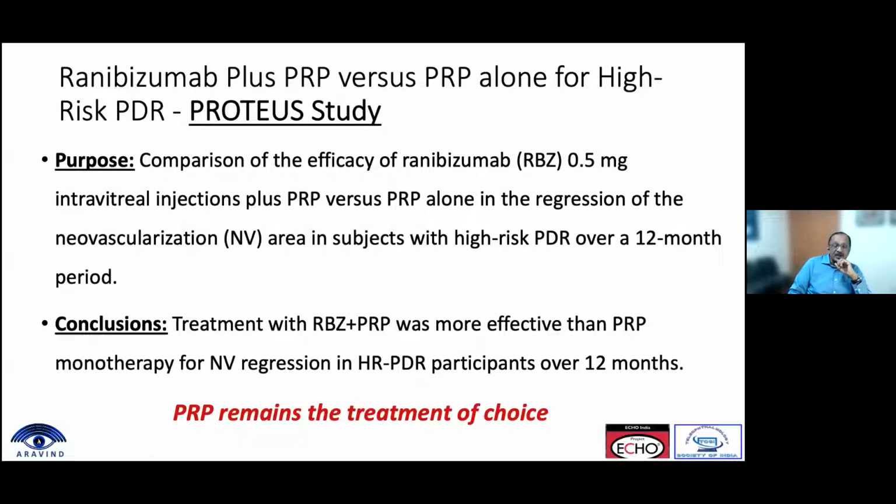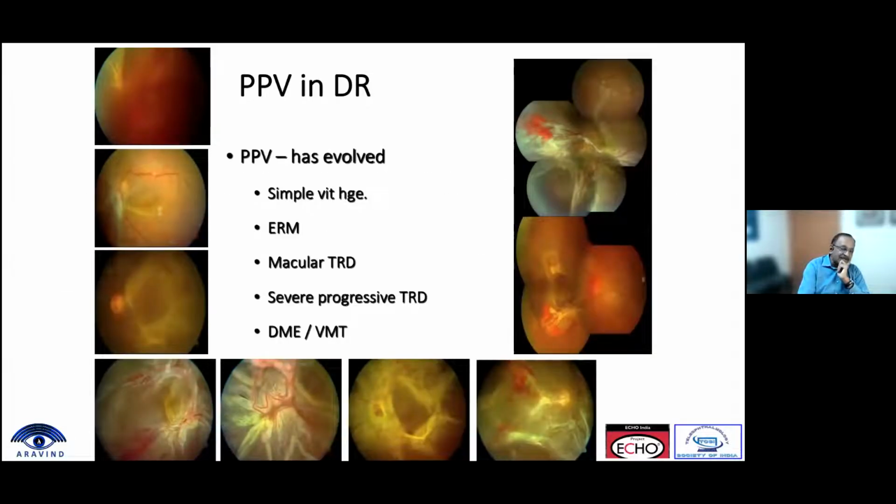Another study, the Proteus study done in the UK, compared the efficacy of ranibizumab intravitreal injection plus pan-retinal photocoagulation compared to pan-retinal photocoagulation alone in the regression of neovascularization area in subjects with high risk. They took only high risk PDR over a 12-month period, and they did find that this combination was a little bit more effective than monotherapy in high risk patients over the 12 months. But as of today, in our economic situation, PRP still remains the treatment of choice in all the cases of proliferative diabetic retinopathy.